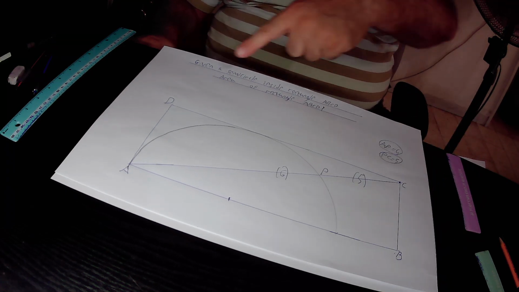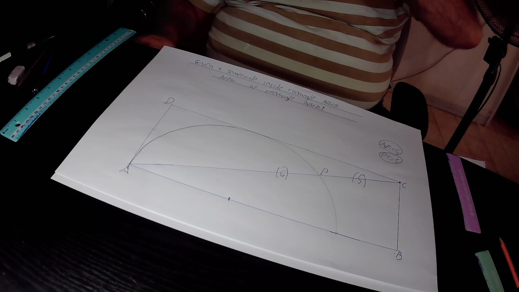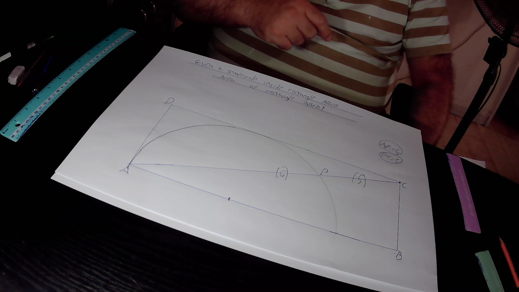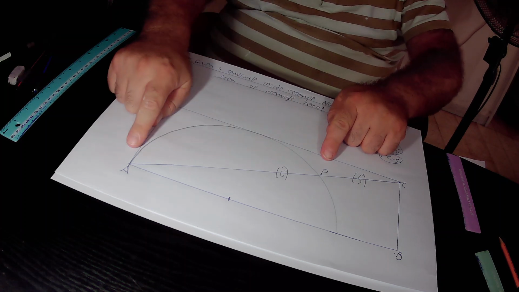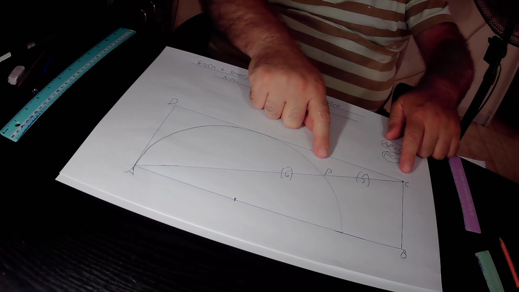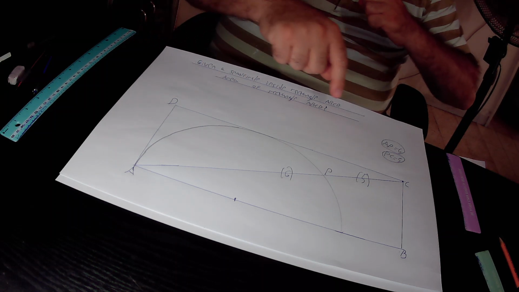In the drawing we have rectangle ABCD, and inside this rectangle ABCD we have this semicircle. This is called PA, that is equal to 6 units in its length. This is line PC, that is equal to 5 units. Again, our mission is to find out the area of this rectangle ABCD.